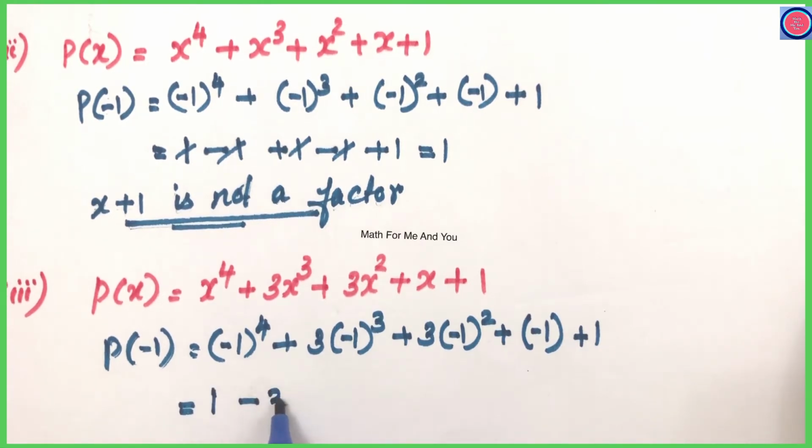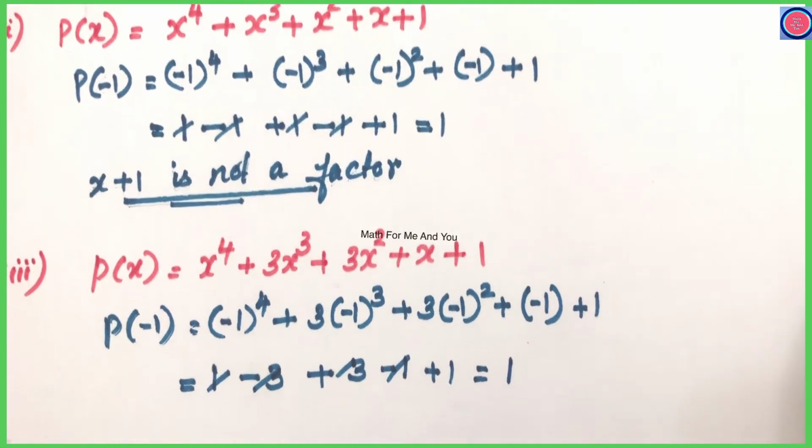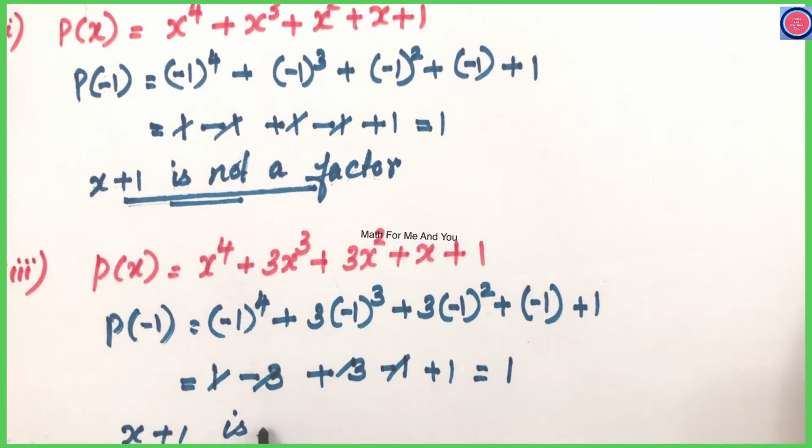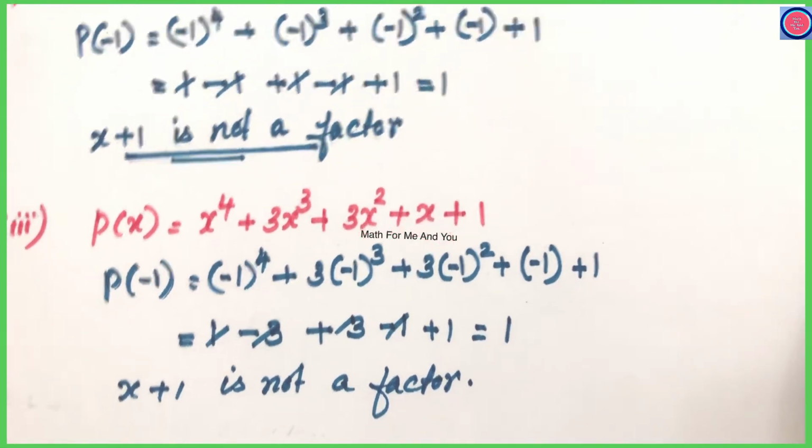3 times negative 1, because negative 1 power 3 is negative. Then we get minus 3 plus 3 times negative 1 square is plus 3. Then minus 1 and plus 1. Here we can cancel 1 with the minus 1, minus 3 and 3. Then finally what do we get? We get the answer is equal to 1. So we can say here p of minus 1 is equal to 1. That means here also x plus 1 is not a factor because we are not getting p of minus 1 equals 0.